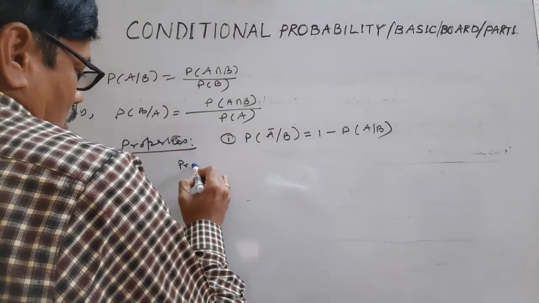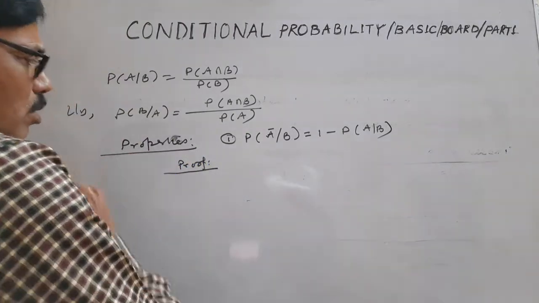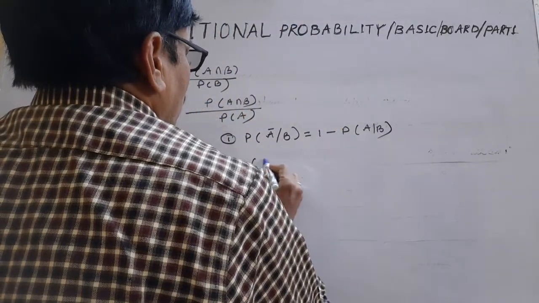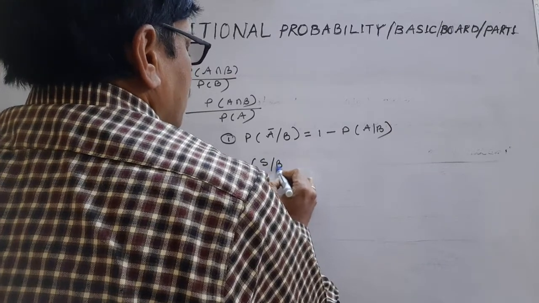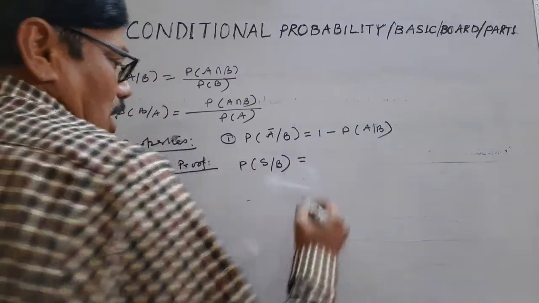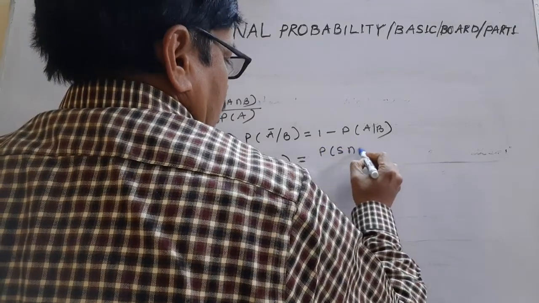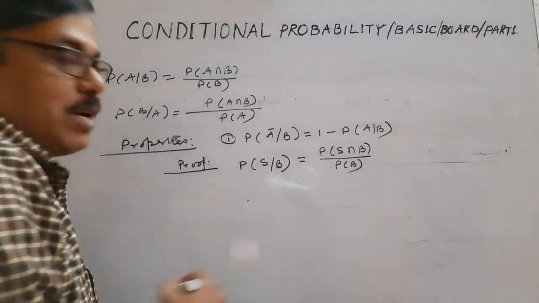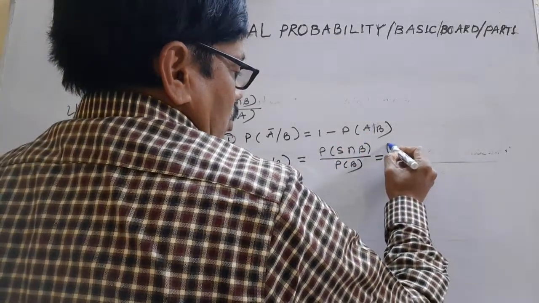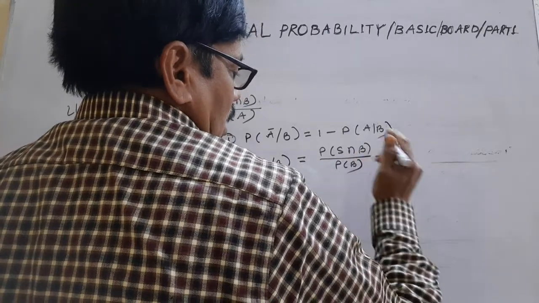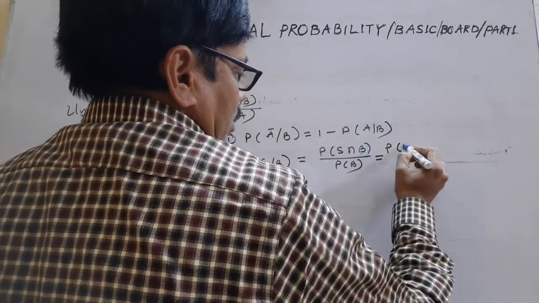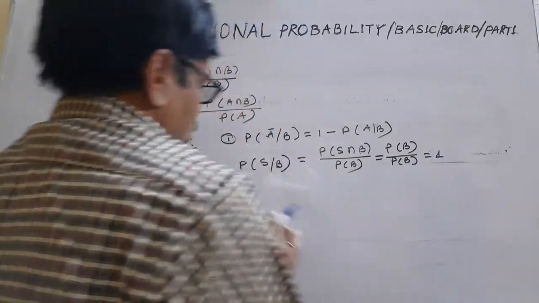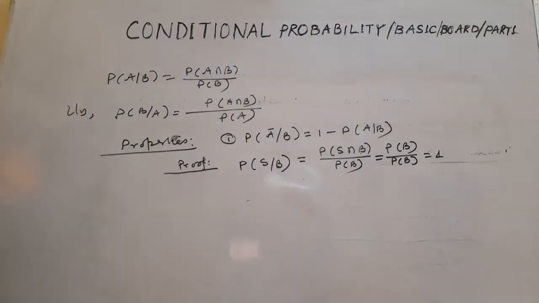Proof is not required, but look for your interest. P(S/B), S is the sample space, equals P(S intersection B) by P(B). Now, by the property of sets, S intersection B is the smallest set, B. So P(B) by P(B) equals 1. So P(S/B) equals 1.